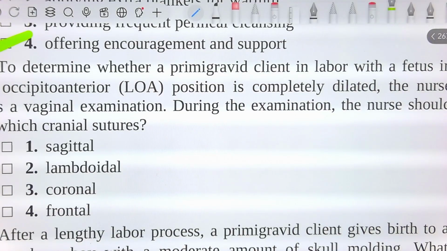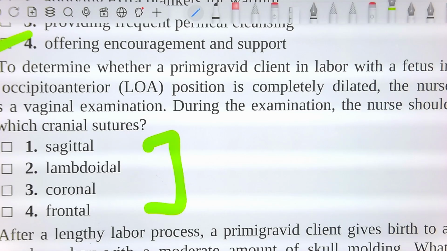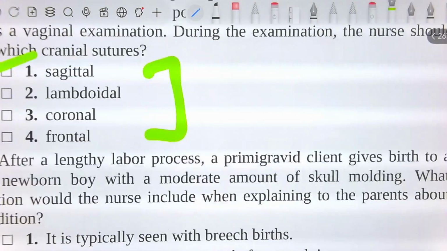Now, next question. To determine whether a primary gravid client in labor with a fetus in left occipital anterior position is completely dilated, the nurse performs a vaginal examination. During the examination, the nurse should palpate which cranial sutures? Of all these, which suture is easily palpable during vaginal examination? That is the sagittal suture.